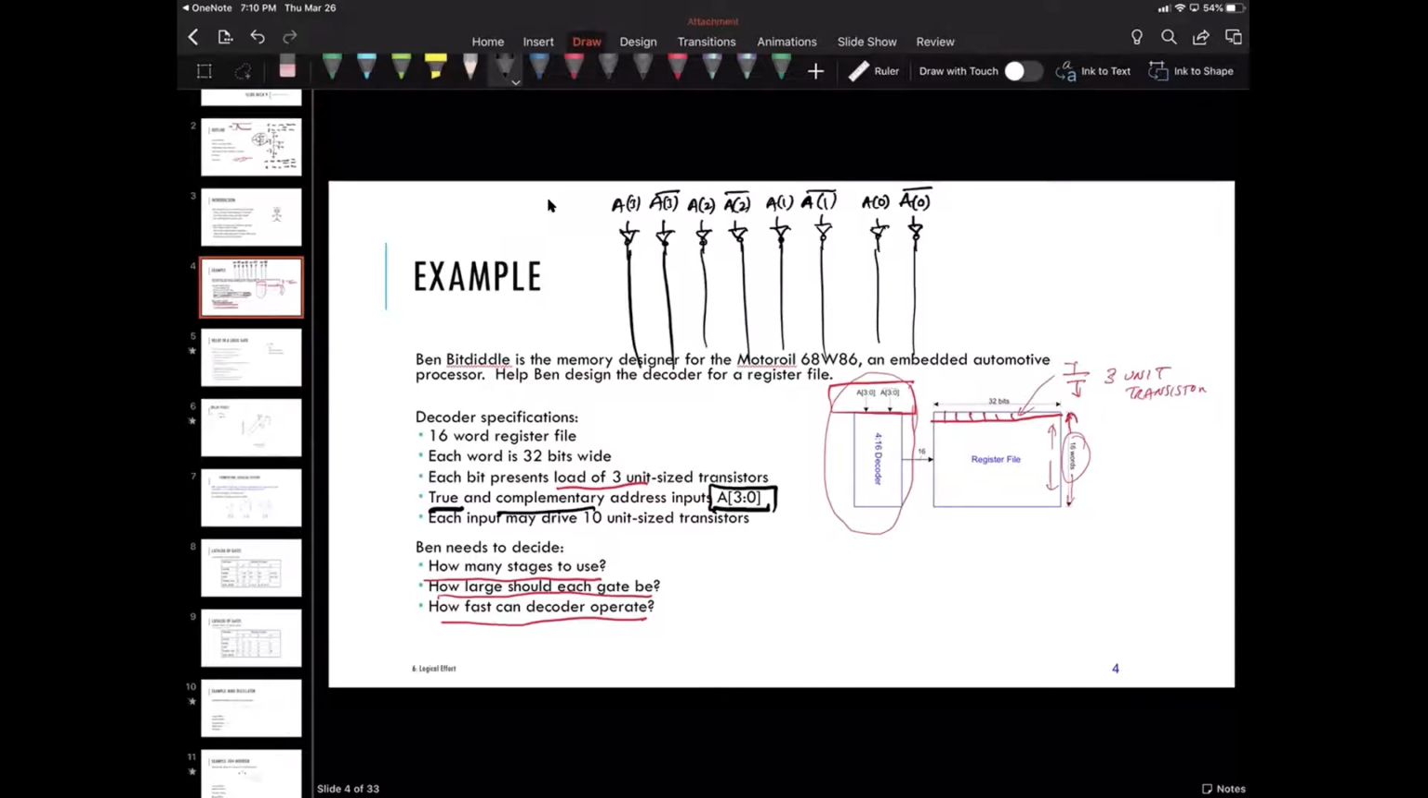Because you have 16 words and you have a 4-bit decoder, you can basically make the decoder out of a bunch of 4-input AND gates. Because we always make NANDs in CMOS, we just put a NAND and invert it. Okay, and then let's say in the case of the first one, word 0.